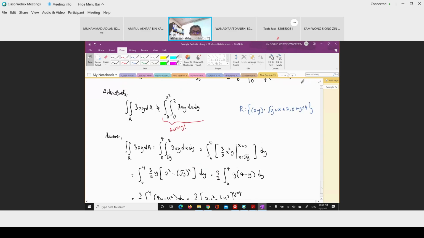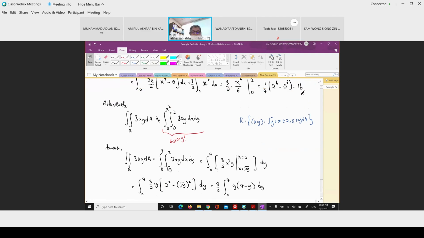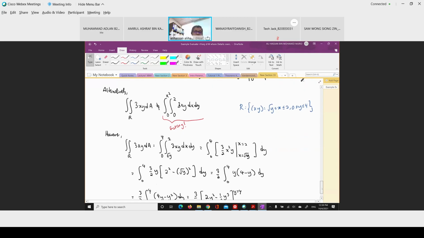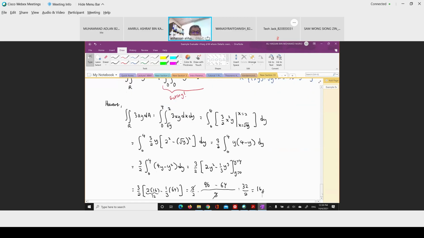For the region R, you have to find an alternative representation for the region R. Any question?